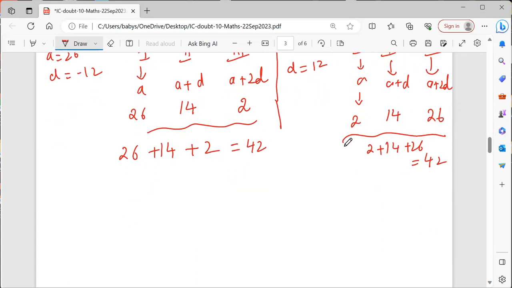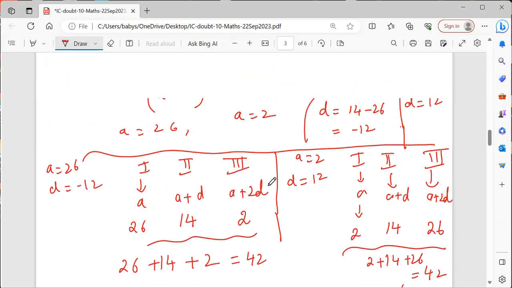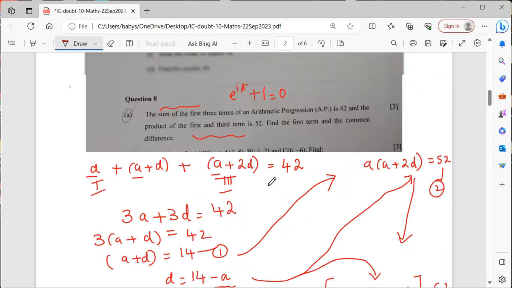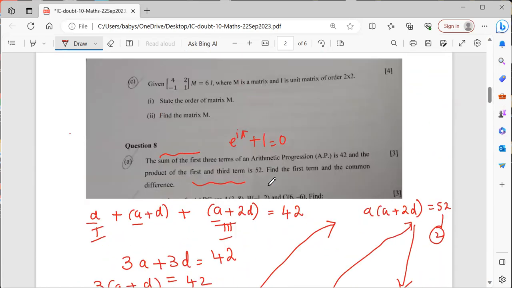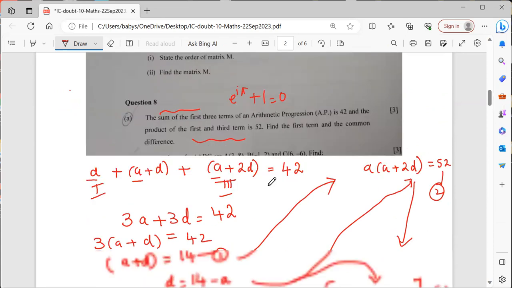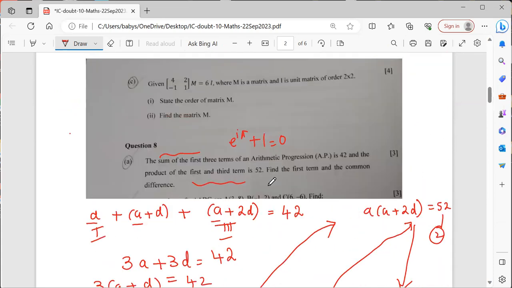Okay. Next is the product. Product is first and last term, a into a plus 2d. That is 26 into 2 is 52. Or here also 2 into 26 is equal to 52. So it satisfies both the conditions, the first and the second, so we have found it out. In this case, remember, there are two ways of looking at it. One is an increasing AP, one is a decreasing AP.